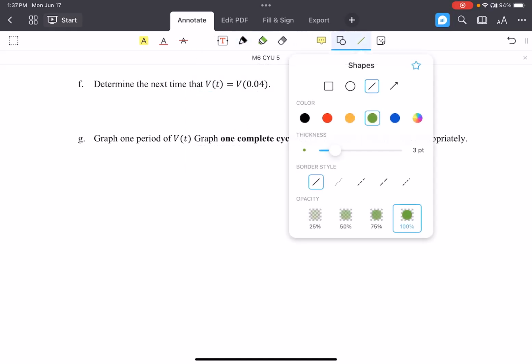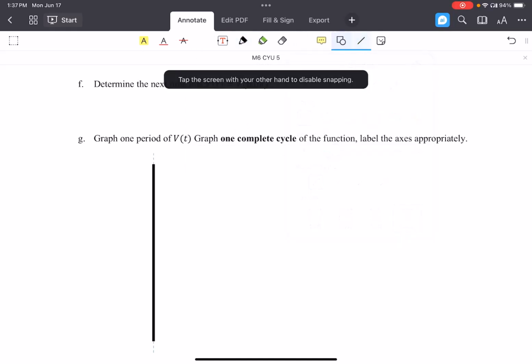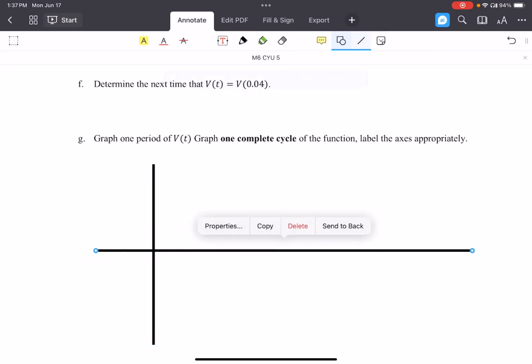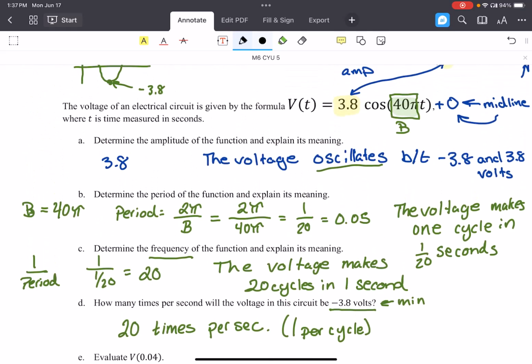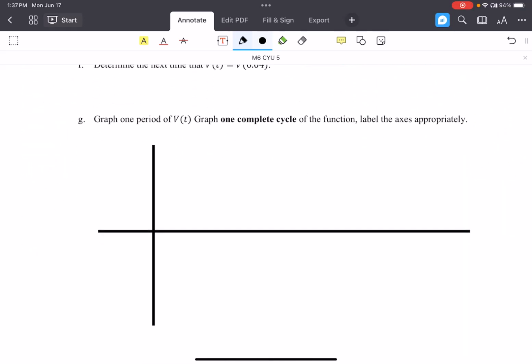And I might as well use the line tool since I have one. So I have my vertical axis and I have my horizontal axis. Whenever we're making a graph, you really want to make sure, one, we label our axes, and two, put values on them. That's always an important thing. In this case, if we go back to the beginning of our problem, we remember that t is measured in seconds. So this is going to be time, in seconds. And then our vertical axis is voltage.